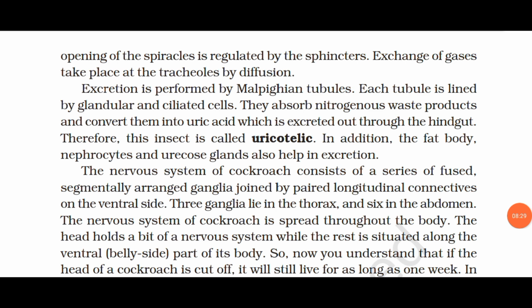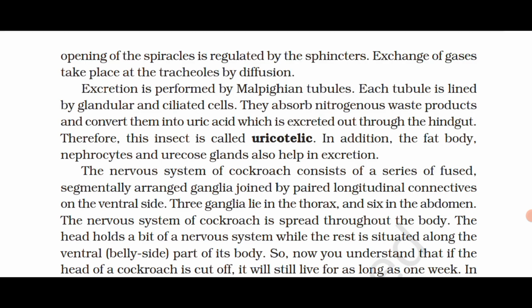The opening of the spiracles is regulated by sphincters. Exchange of gases takes place at the tracheoles by diffusion. Excretion is performed by Malpighian tubules. Each tubule is lined by glandular and ciliated cells.